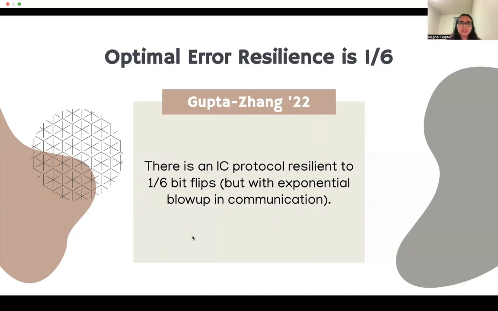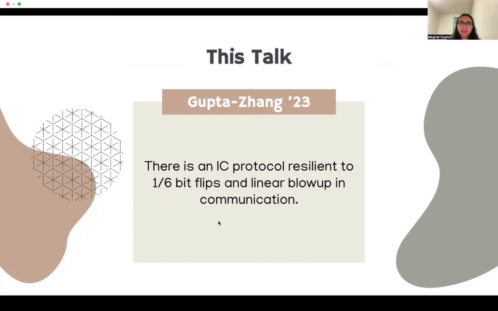On the other side of this, there's the optimal error resilience. So a result of Gupta and Zhang in STOC 2022 says that there is an IC protocol resilient to 1/6 bit flips, but with exponential blowup in the total number of bits communicated. So the main goal of this talk is to combine both of these results. So get 1/6 error resilience while only incurring a linear blowup in communication.